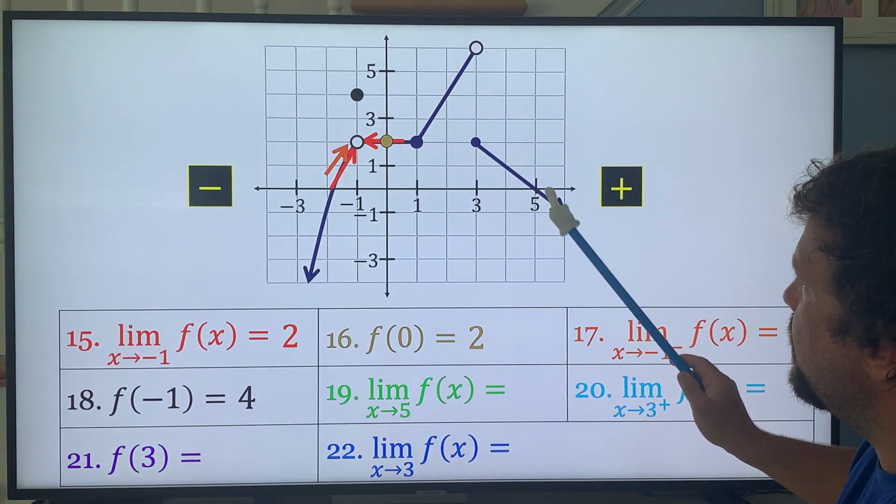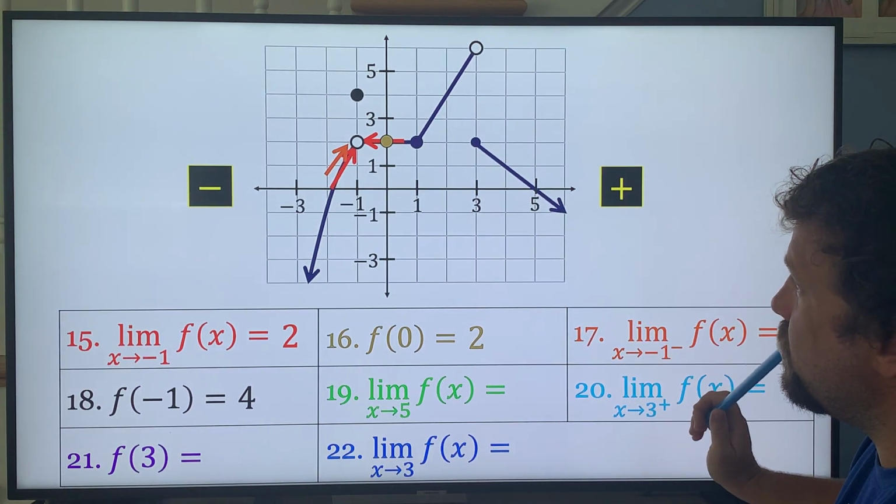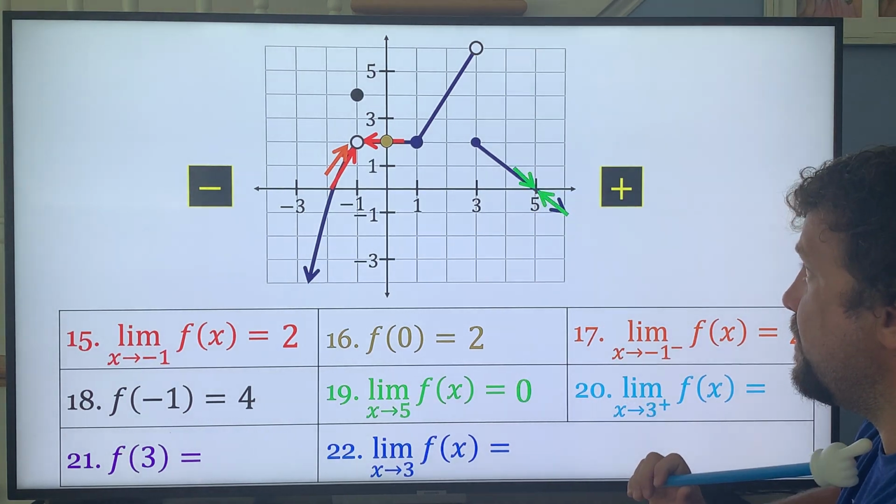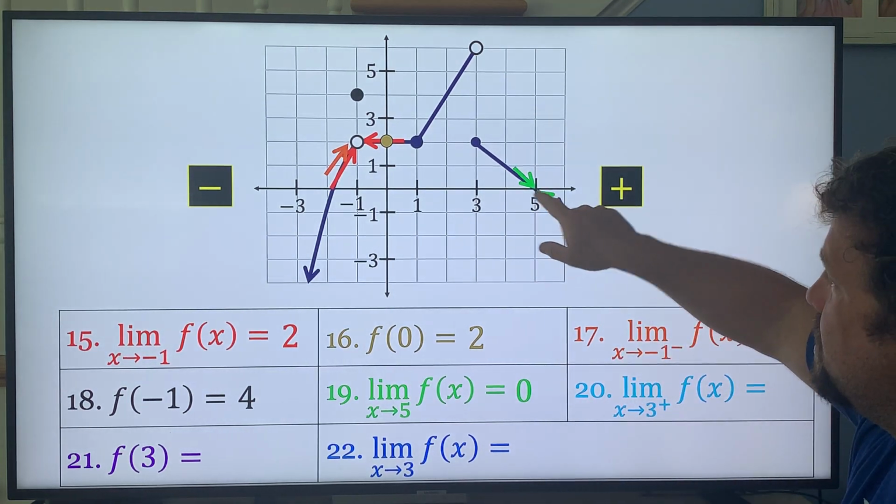The limit of f of x as x approaches 5. 5 is right here. So even though there's no closed or open circle, because it's a line, technically that's the circle. Does it approach the same from the left and the right? It does. It approaches 0.